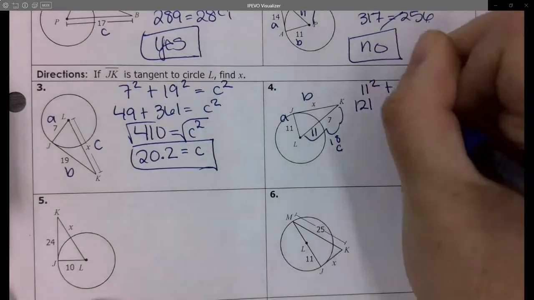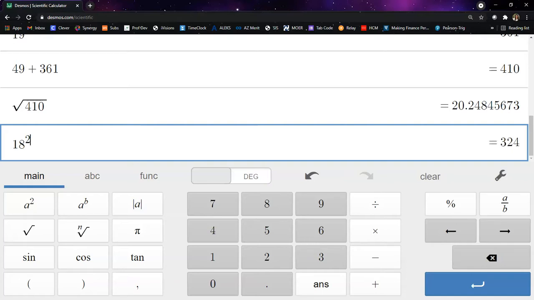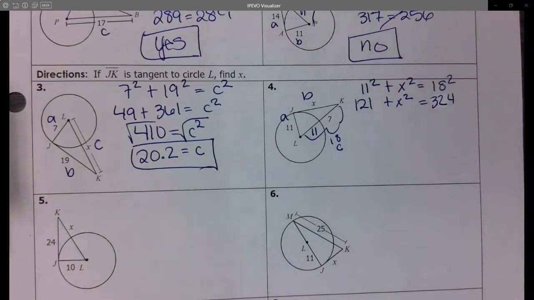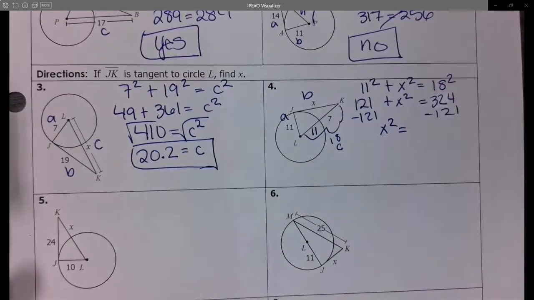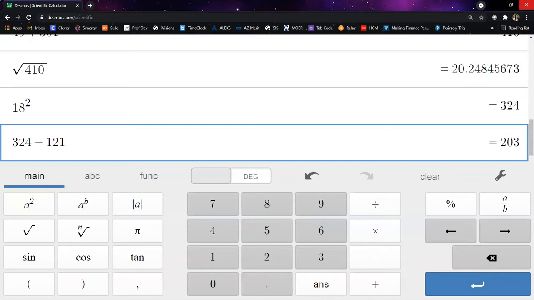So 11 squared is 121. Oops, I didn't want to write 18 squared, I wanted to find 18 squared, which is 324. Then I want to get all of my numbers over to the same side, so I'm going to subtract 121 on both sides. This gets me x squared on the left. So I want to do 324 minus 121, which gets me 203.